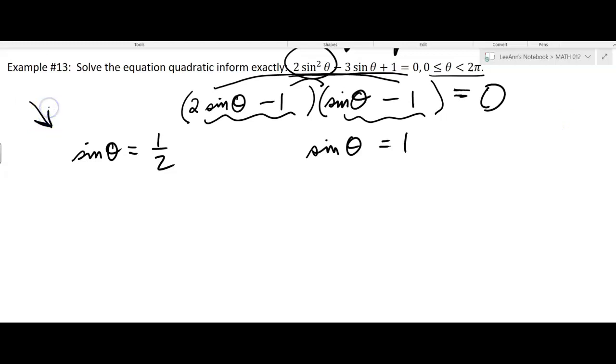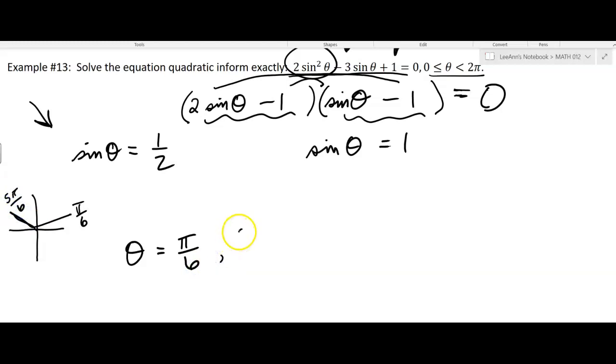So for sine theta equaling 1/2, we know sine is positive in the first quadrant and the second quadrant. And so that's going to be pi over 6 here in the first quadrant. And then over here, this is going to be 5 pi over 6 in the second quadrant.